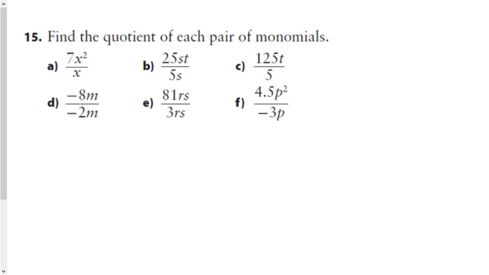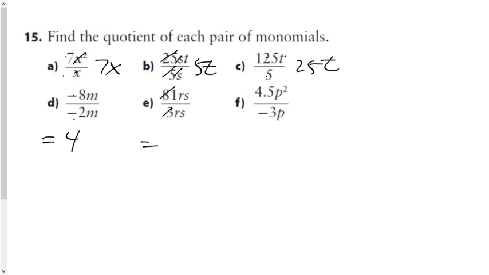This is find the quotient without it. Okay. So 7 divided by 1 is 7. X squared divided by x is just x. Coefficient division, 25 divided by 5 is 5. S divided by S cancel each other out. T is by itself. T remains. 125 divided by 5 is 25. T divided by nothing else below. The T remains. Negative 8 divided by negative 2 is positive 4. M divided by M cancel each other out. Your answer is just 4.